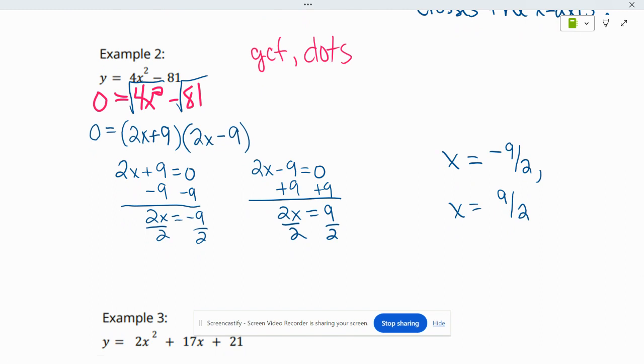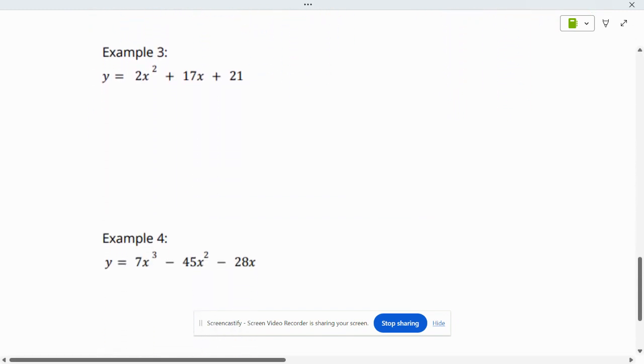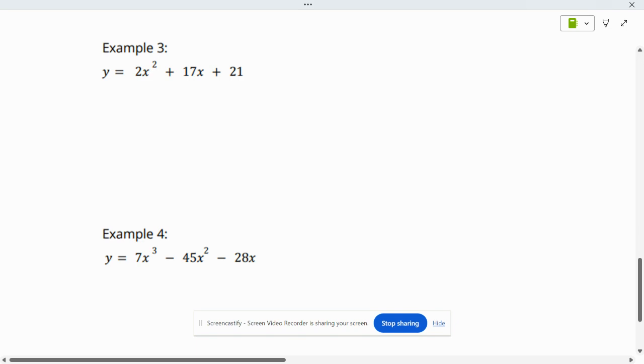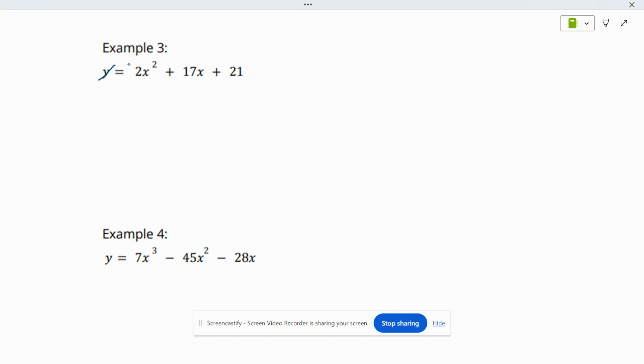Are y'all ready for number 3? Yeah? All righty. Number 3. Well, step number 1, I have to replace this y with a 0. So I'm going to rewrite it. 0 equals 2x squared plus 17x plus 21. I know that there is no GCF here because 17 is prime. So how am I going to solve this?